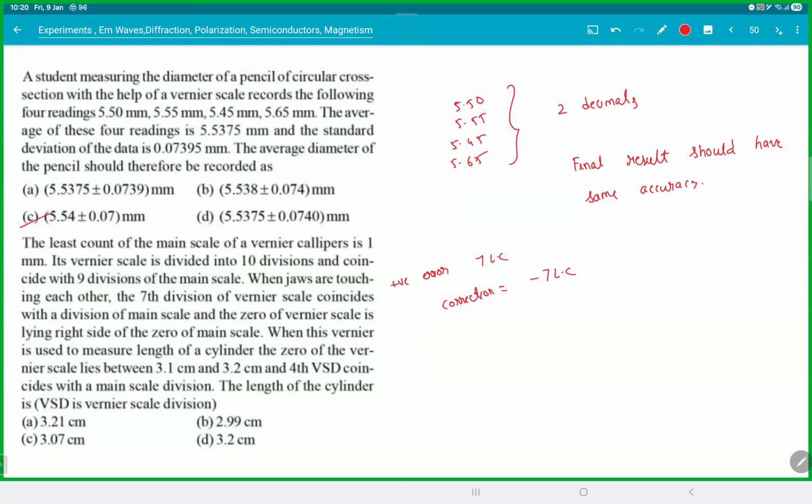Now, when this is used to measure the length of a cylinder, the vernier is between 3.1 and 3.2. So that is 3.1 centimeter plus 4 vernier scale divisions, the 4 LC. Correction is minus 7 LC. That's 3.10 centimeters minus 3 LC. That is 0.01 centimeter. So 3.07 centimeter.